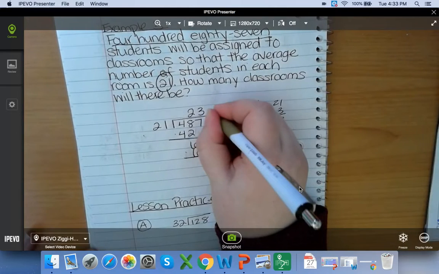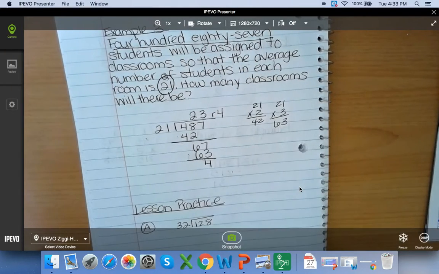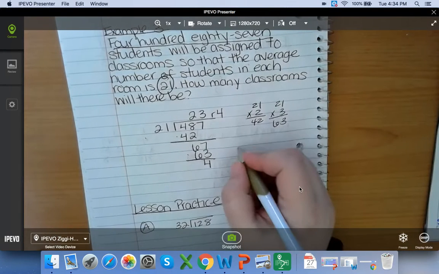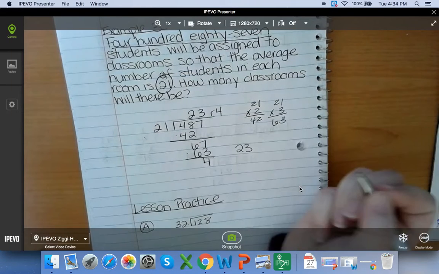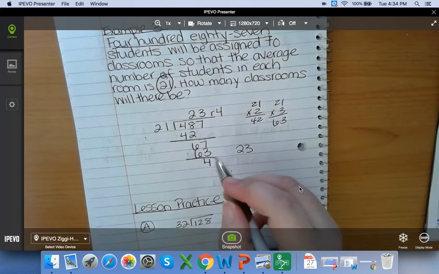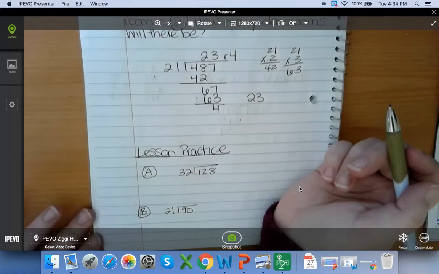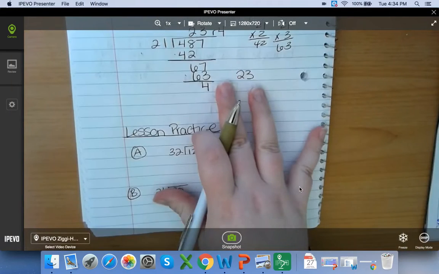So look what happens here, though. I have 23 with a remainder of 4. But that's not what the question's asking me. The question's asking me, how many classrooms are there going to be? I know there's going to be 23, sure, but what do we do with that remainder of 4? The remainder of 4 is actually going to get absorbed into the rest of those classrooms. So for this question, I know it's a weird question, but the final answer will be 23. It'll be 23 classrooms. Just those extra 4 are going to be placed in those other classrooms. That's a teacher question, but that's some of the math that we actually have to do, especially in larger schools.